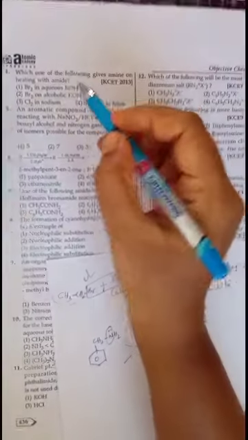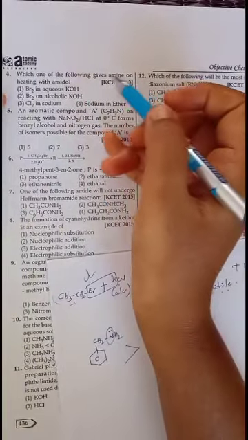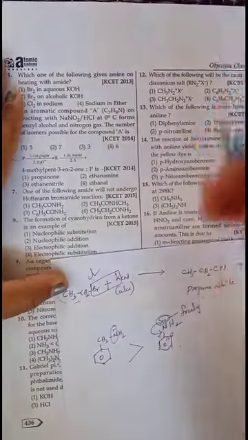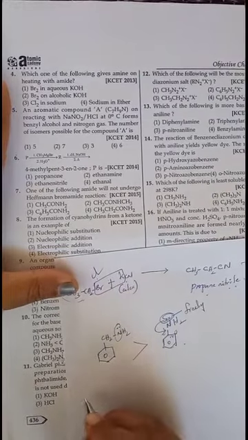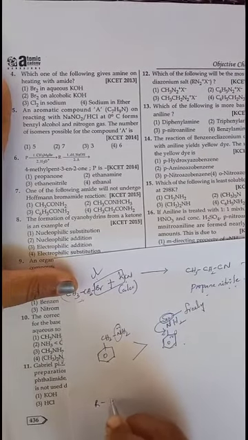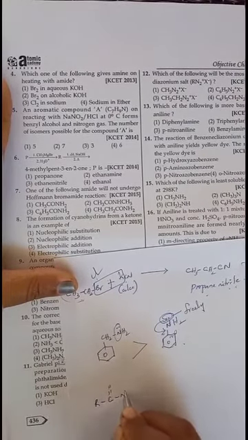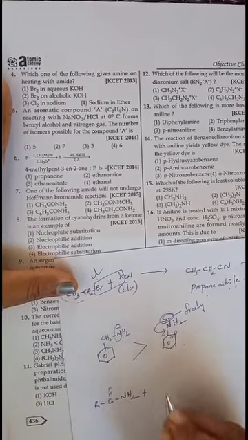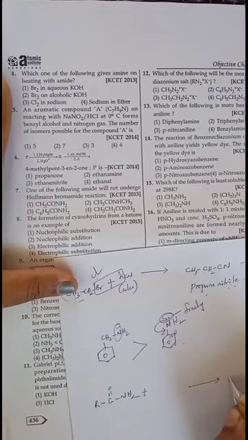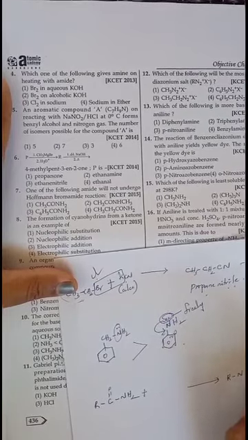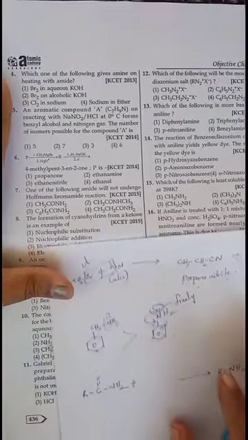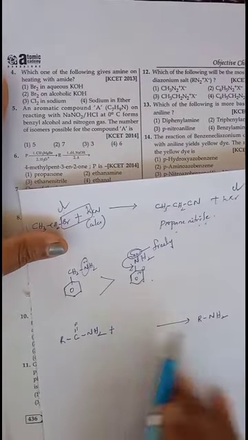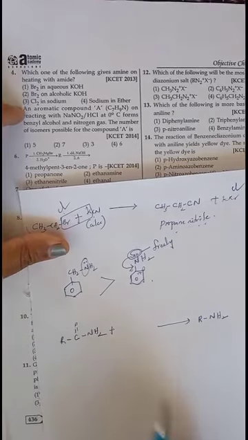See the next question. Which one of the following gives an amine on heating with amide? Here we are preparing amines by using an amide. So write down the amide, RC double bond O NH2. Now it reacts with some reagent and converts into an amine, whose formula is RNH2. Which of the following reagents can be used to prepare amines from the amide?